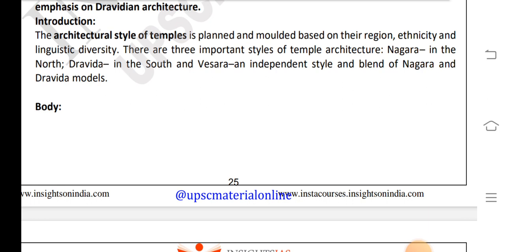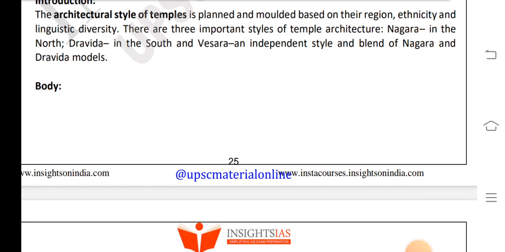Question number 13. Explain the various styles of temple architecture in India, with special emphasis on Dravidian architecture. Introduction. The architectural style of a temple is planned and moulded based on their religion and ethnic and linguistic diversities. There are three important styles of temple architecture: Nagara in the north, Dravidian in the south, and Vesara, an independent style, planned as a blend of the Nagara and Dravidian models.